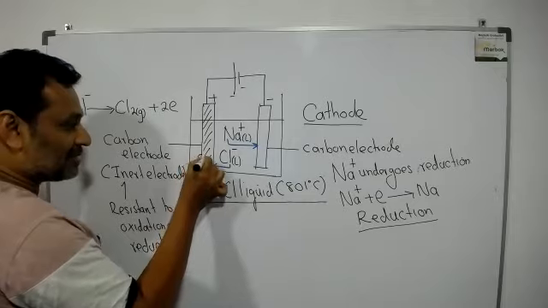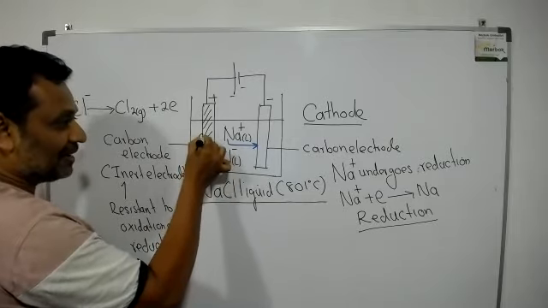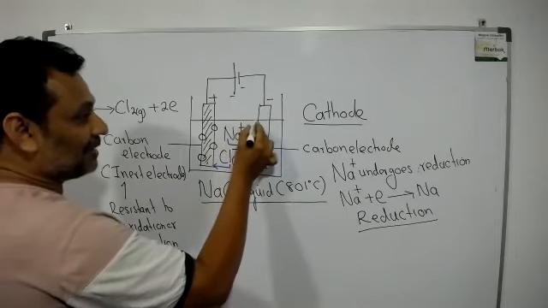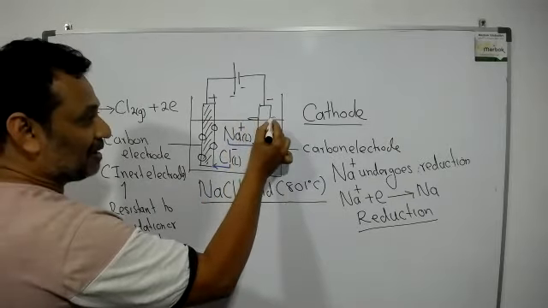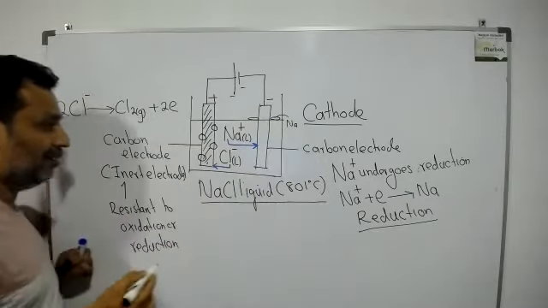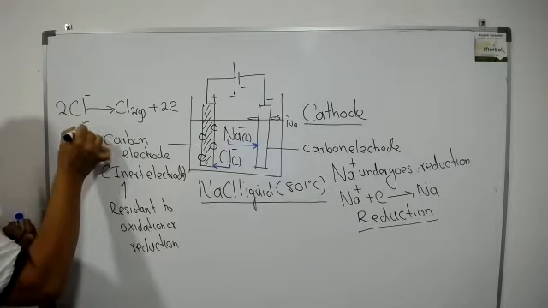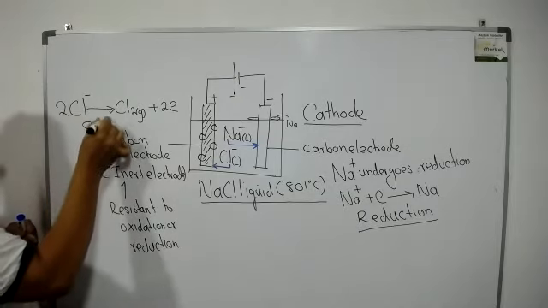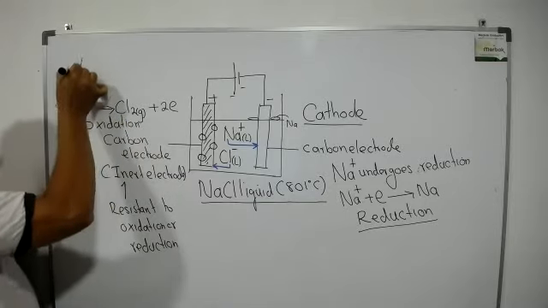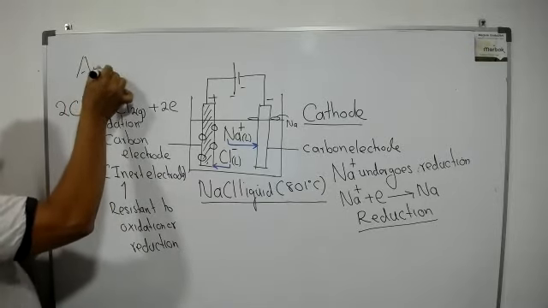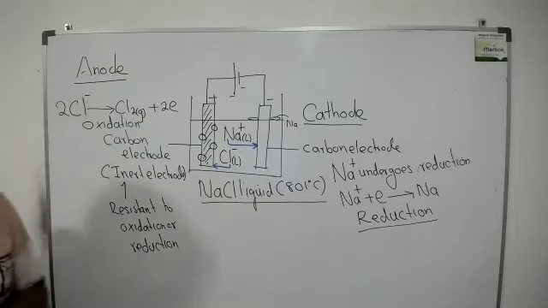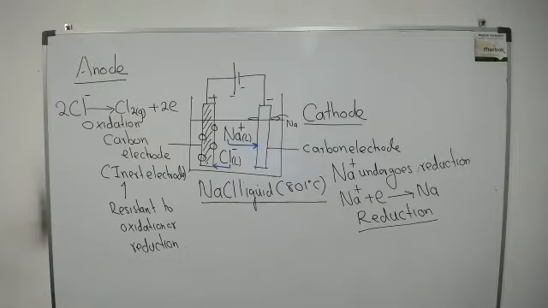So in this place, you will see there are gas bubbles. In this place, you will see pieces of sodium. This is an oxidation reaction. If it is an oxidation reaction, this place is called anode. Are you clear?